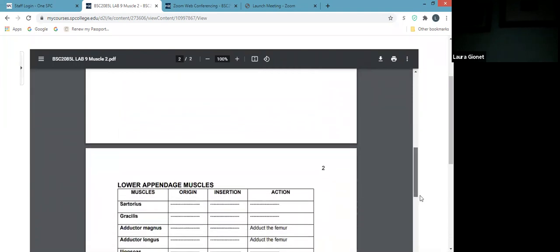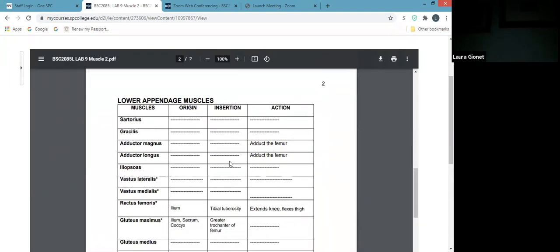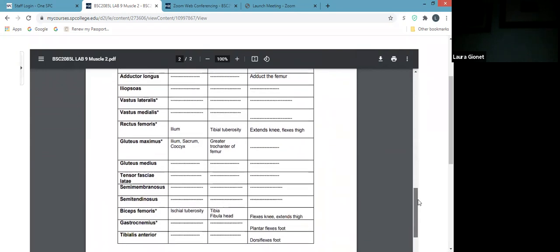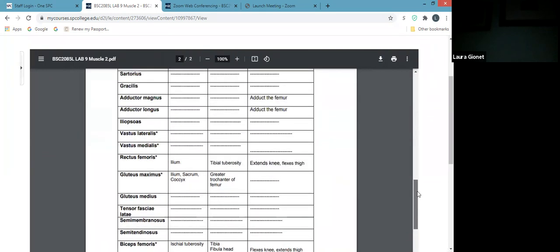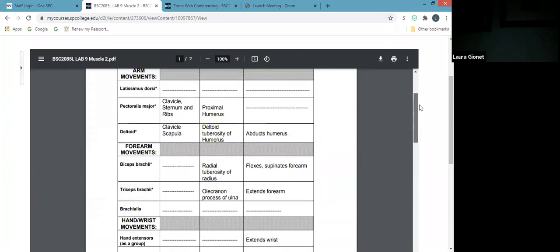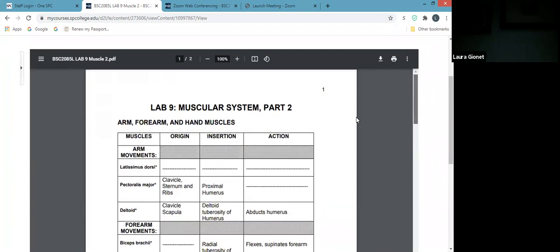And then we go to the next page, which are the muscles of the lower appendages. So we have some that are on the anterior, medial or posterior aspects of the leg and the gluteal area. So having had the lab last week, this is really just a continuation. So this is going to be fairly brief.